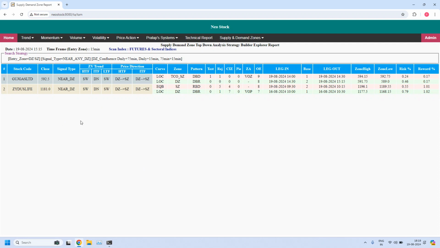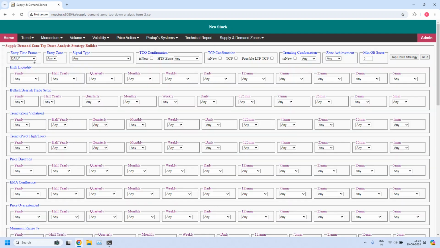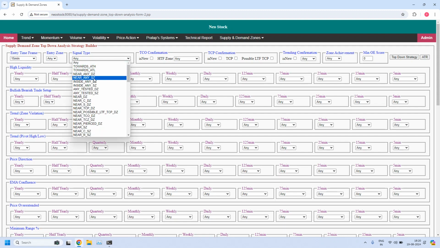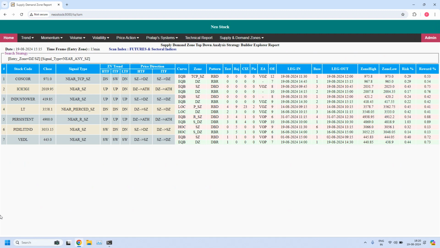So this is about 15 minute stocks near demand zones, and next for the 15 minutes time frame, let us find the stocks near the 15 minutes supply zone. 7 stocks are filtered. And let us verify how many of these stocks are having confluence with the ITF time frame, supply zone confluence. That is 15 minutes and 75 minutes zone confluence.